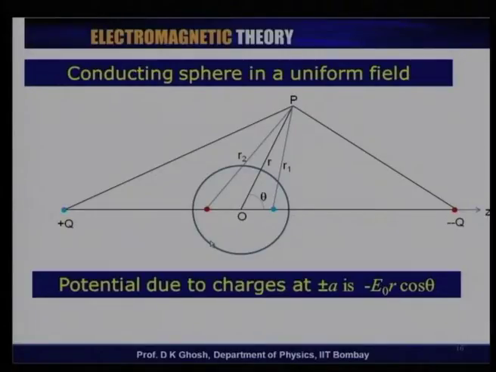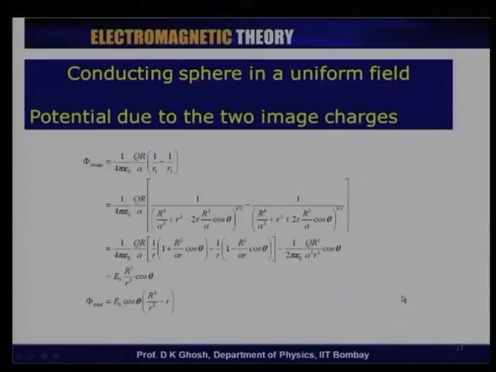So, therefore, what I have are two objects and two images, and let us look at what happens to the potential due to the charges at plus or minus a. You see these two we have just now shown as giving us the constant electric field E, which means at an arbitrary point P given by r, theta, the potential due to these two charges gives me simply minus E naught r cos theta. So, I need to now worry about what is the potential due to the image charges.